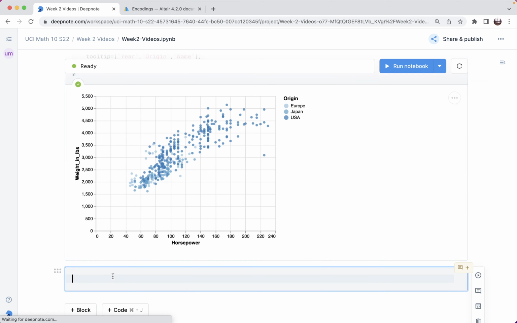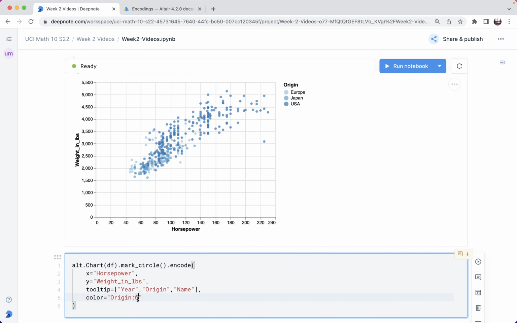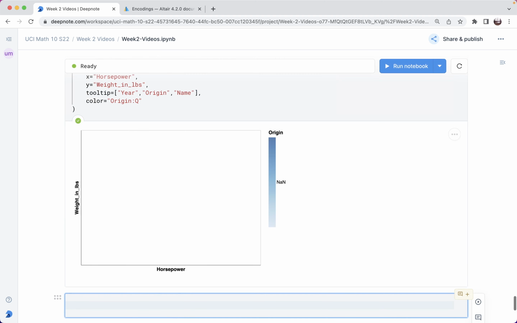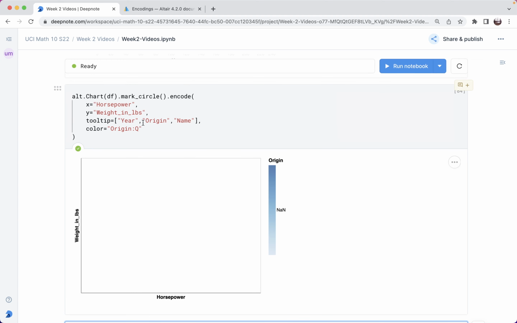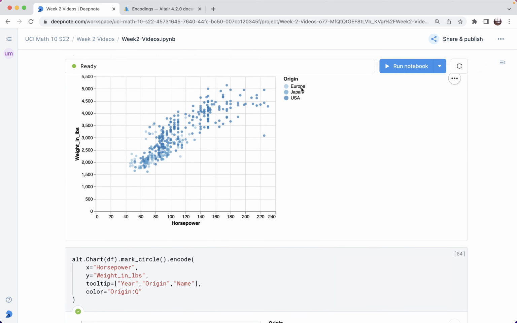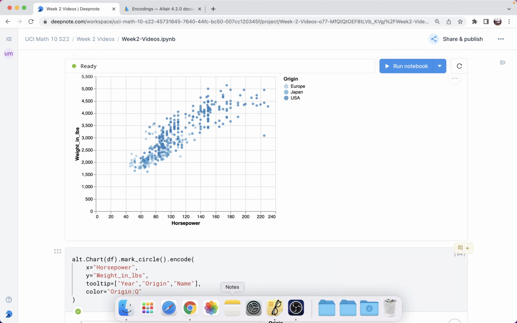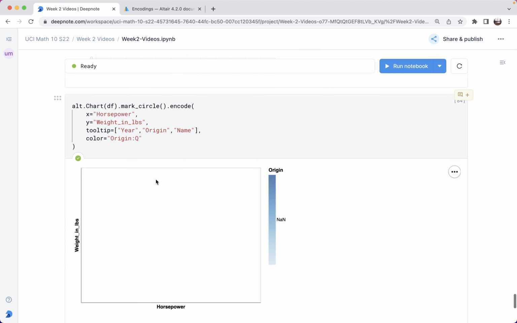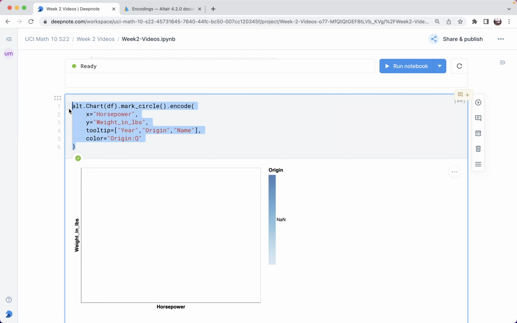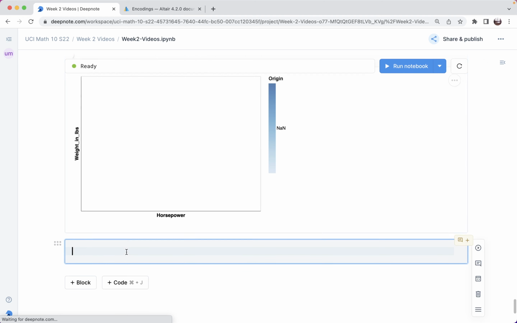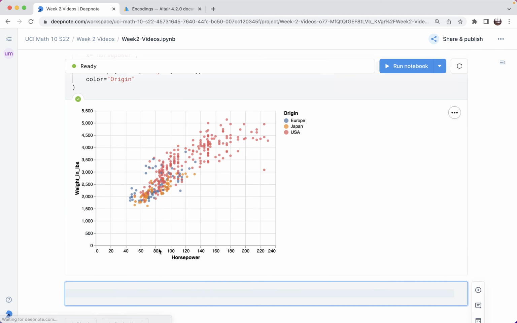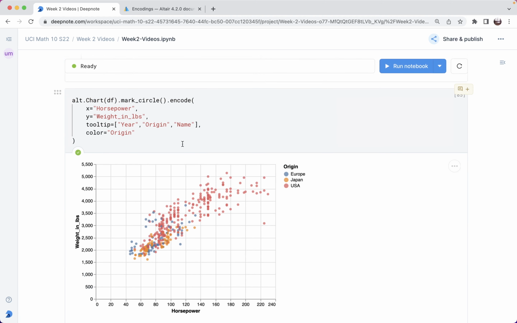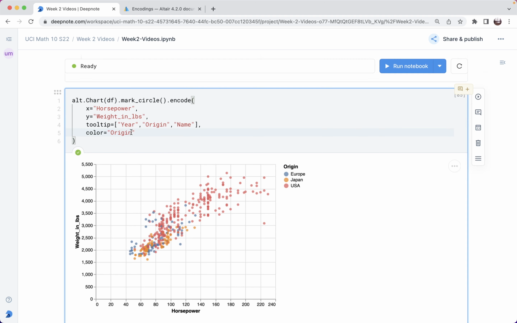What if I try colon Q for quantitative? Here it just doesn't work because it doesn't know how to interpret Europe, Japan, and USA numerically. So I'm just getting nothing showing up here in this case. The main point of that was that Altair does a good job with the default, and I wanted to show what happens if we change to some of these other types.